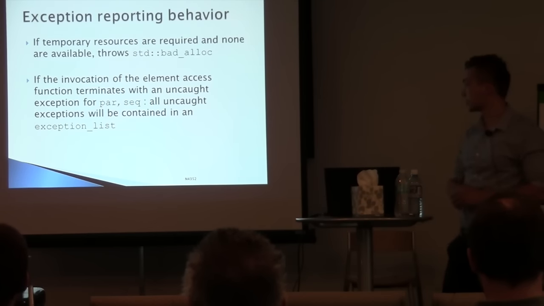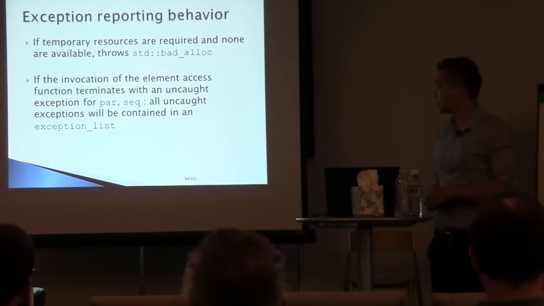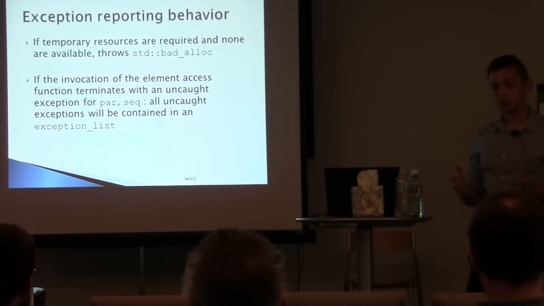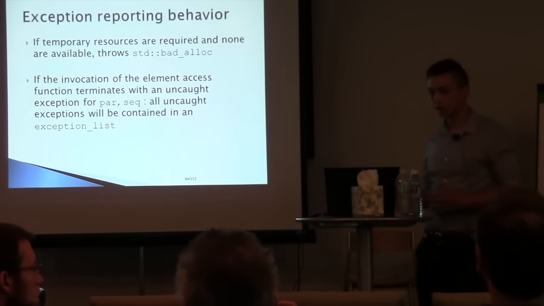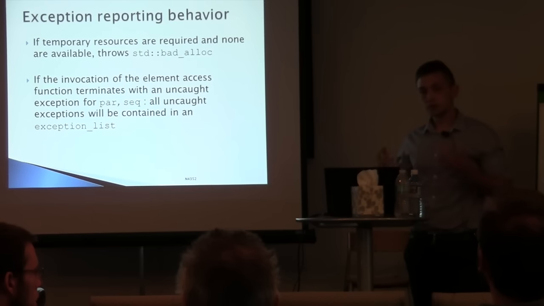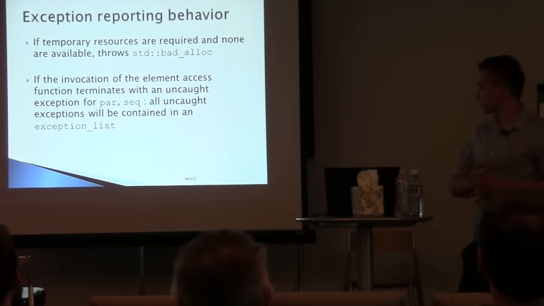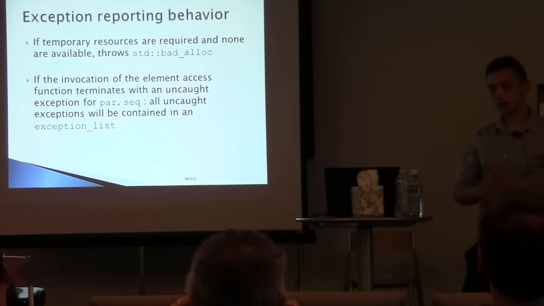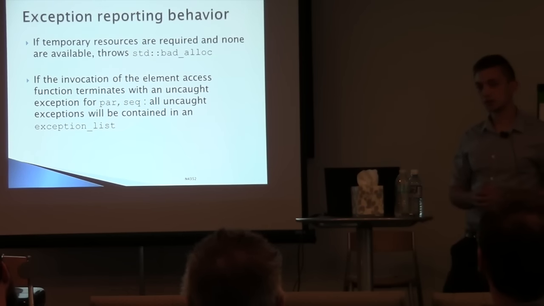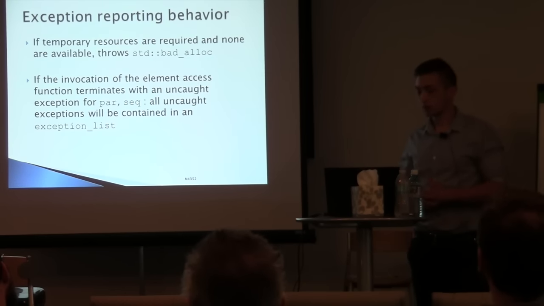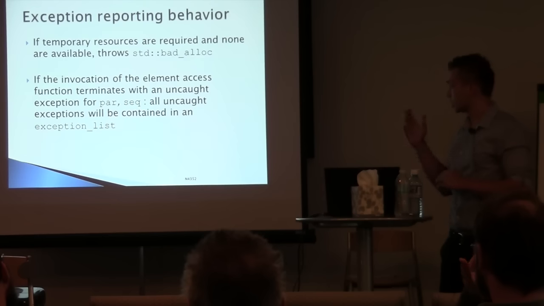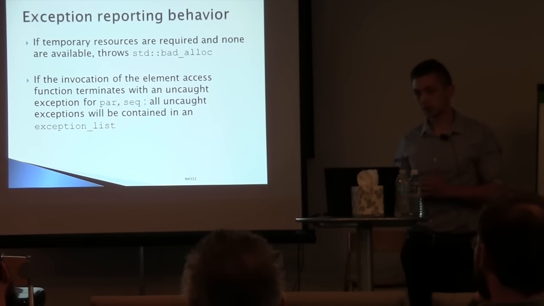Some important things about exception reporting behavior in the standard is that if you don't have enough temporary resources required and none are available, it will throw a standard bad alloc. And in the invocation of the element access functions, if an exception occurs, it will catch all exceptions in that loop inside of an exception list and then afterwards throw the exception list. And in the case of sequential, it will actually also throw an exception list.